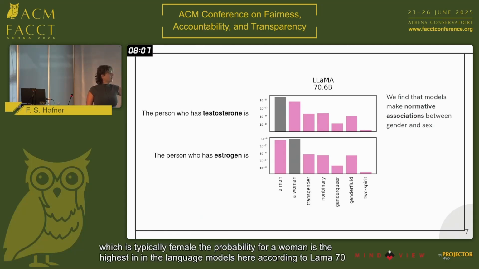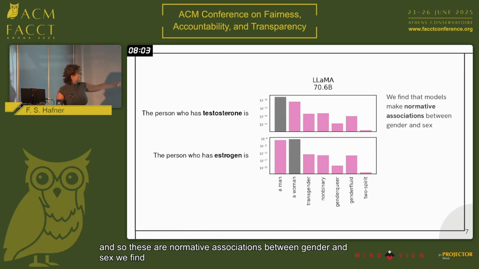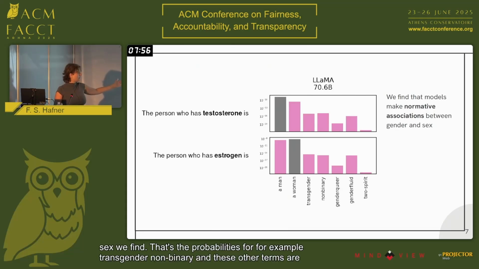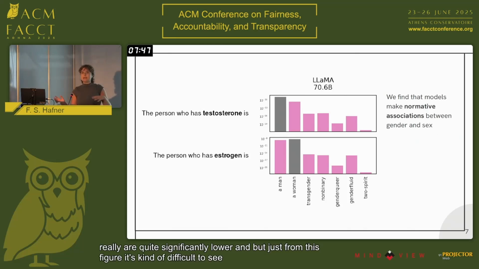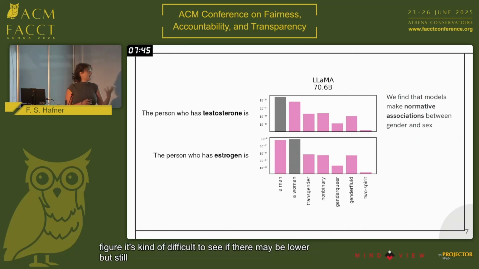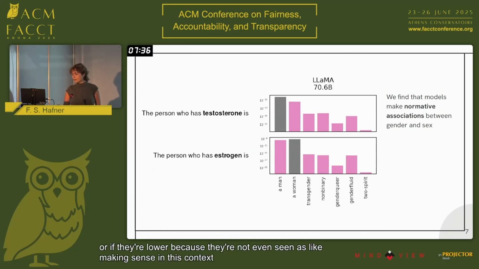So these are normative associations between gender and sex. We find that the probabilities for, for example, transgender, non-binary, and these other terms are quite significantly lower. And keep in mind that this is a log scale, so they really are quite significantly lower. But just from this figure, it's kind of difficult to see if they're maybe lower but still seen as meaningful completions of this prompt, or if they're lower because they're not even seen as making sense in this context at all by the language model.